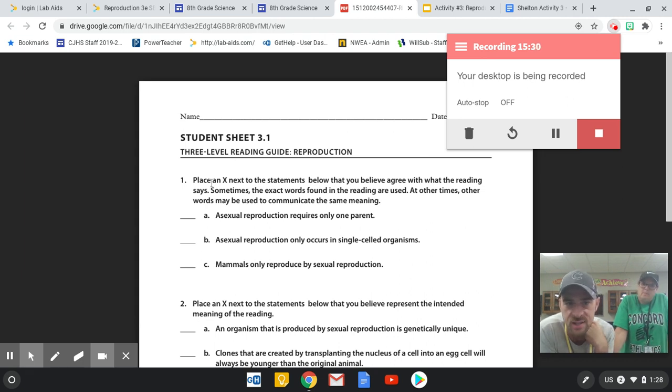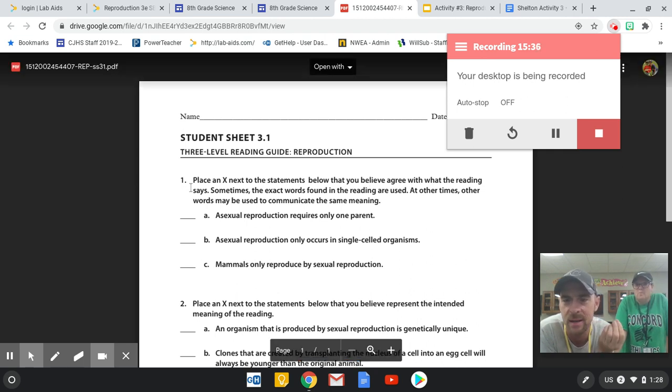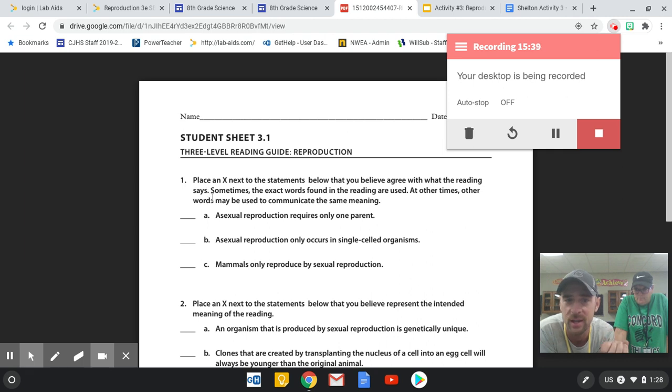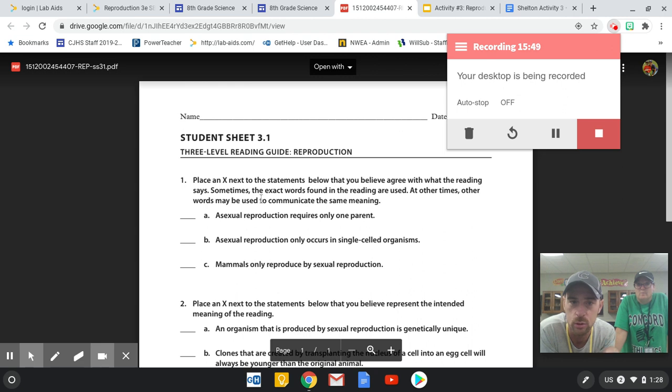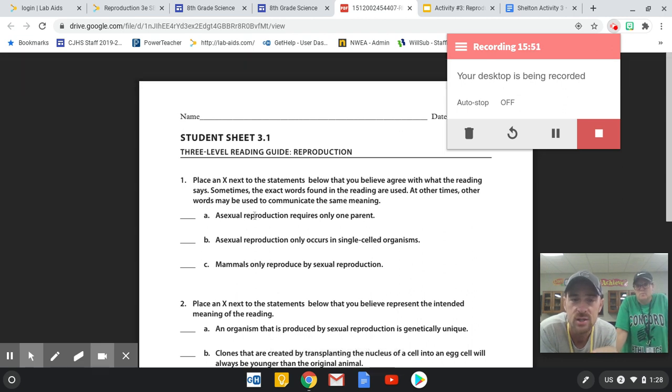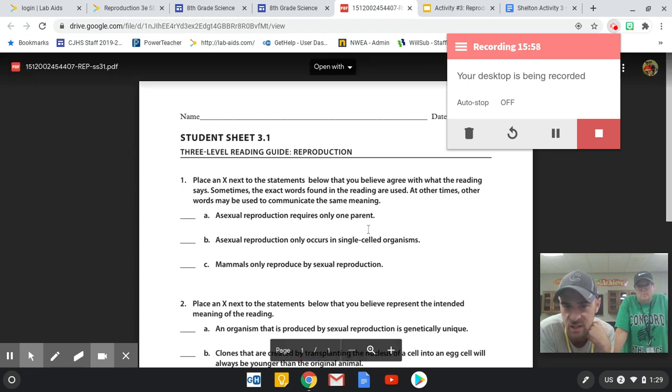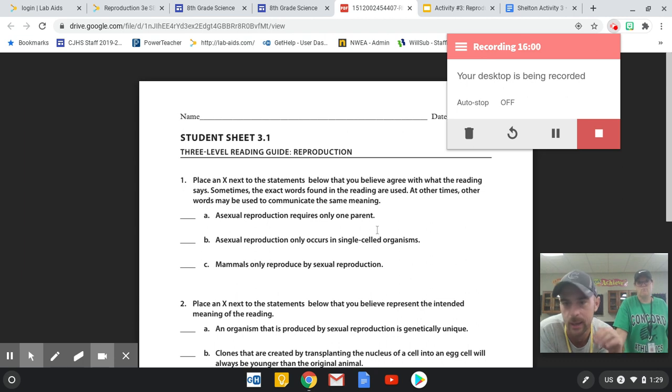So for number 1, it says place an X next to the statements below that you believe agree with what the reading says. So what that means is if it's true, you're going to place an X next to it. If it isn't, you don't do anything with it. Leave it blank. Sometimes the exact words found in the reading are used. At other times, other words may be used to communicate the same meaning. So you're not looking back into the text to find this exact line. You just want to make sure that the information stated there is actually true and was said by the story.